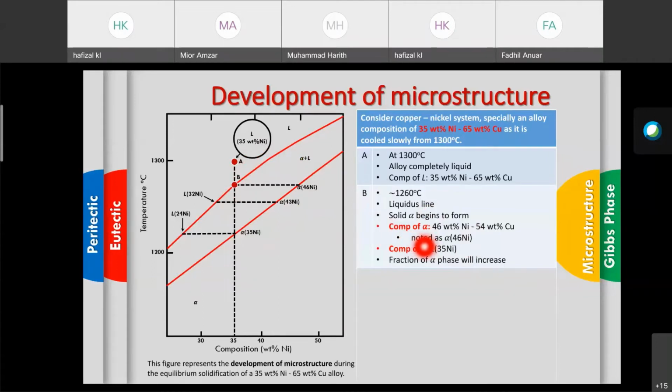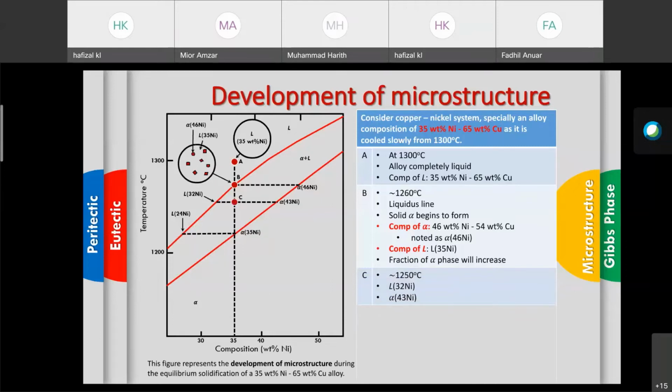So this one is the fraction of alpha phase. We see that the fraction of alpha phase is increased from 2 to 46. And for the liquid phase, it is the same at 35 compared to point A. So from there at point B, we need to make a tie line to get the value of the alpha phase and also the liquid phase. And what will happen when we increase to point C, at 1250?